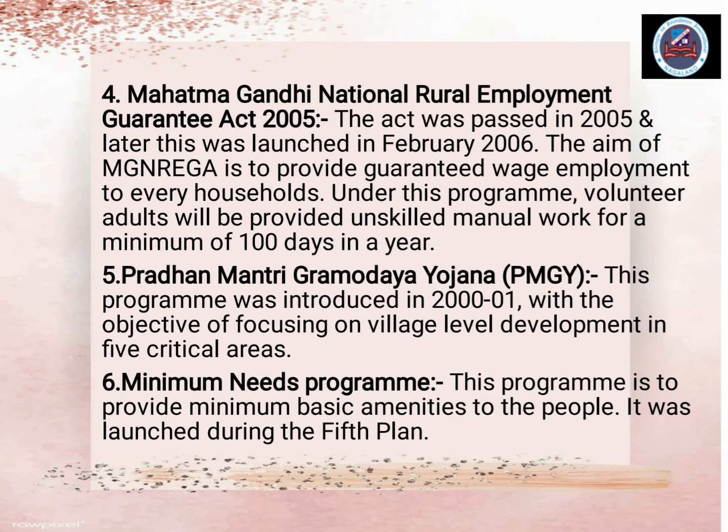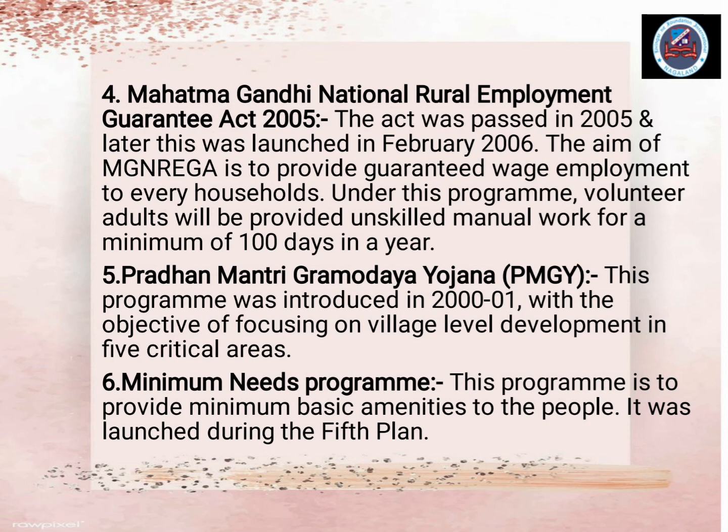Pradhan Mantri Gramodaya Yojana, we call it PMGY. This program was introduced in 2000 and 2001 with the objective of focusing on village level development in 5 critical areas. Now these 5 areas are health, primary education, drinking water, housing and rural roads, improving the quality of life of people in rural areas. The next is the Minimum Needs Program.